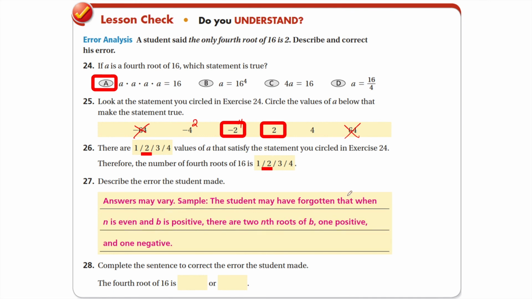So the student may have forgotten that when n is even, or the index is even, and b is positive, then there must be 2 nth roots of b, 1 positive and 1 negative. That plus or minus, if you will. Alright, complete the sentence to correct the error that the student made. The fourth root of 16 is negative 2 and a positive 2.